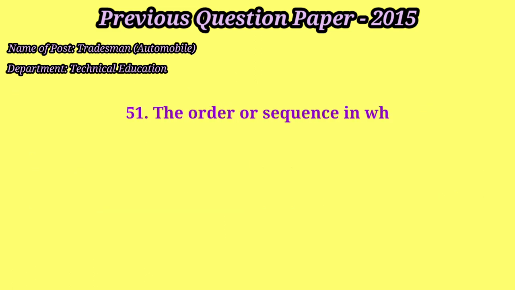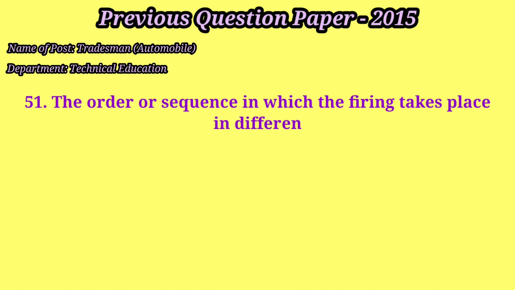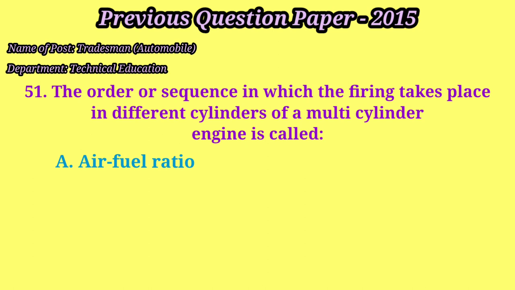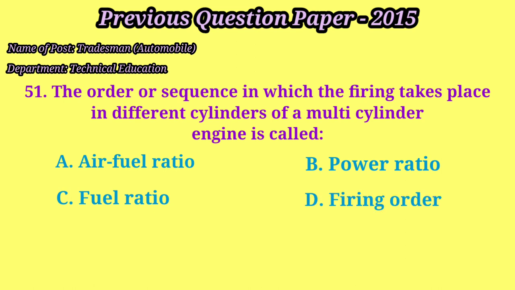51. The order or sequence in which the firing takes place in different cylinders of a multi-cylinder engine is called: A. Air-fuel ratio. B. Power ratio. C. Fuel ratio. D.